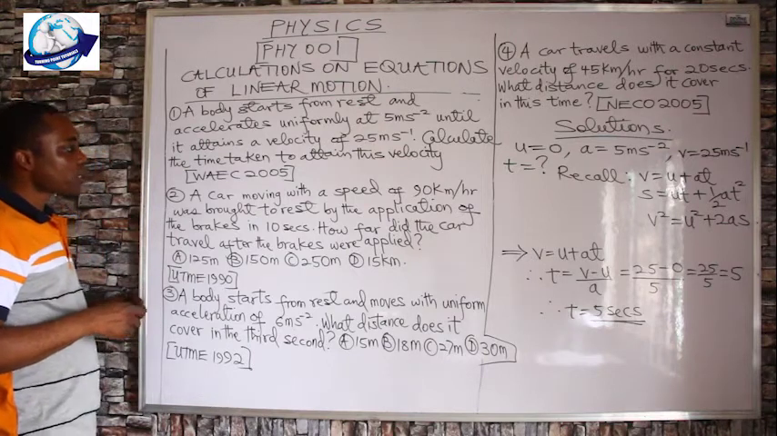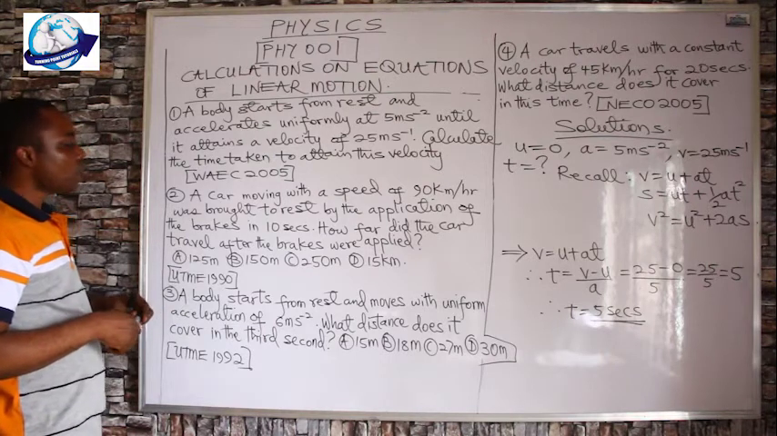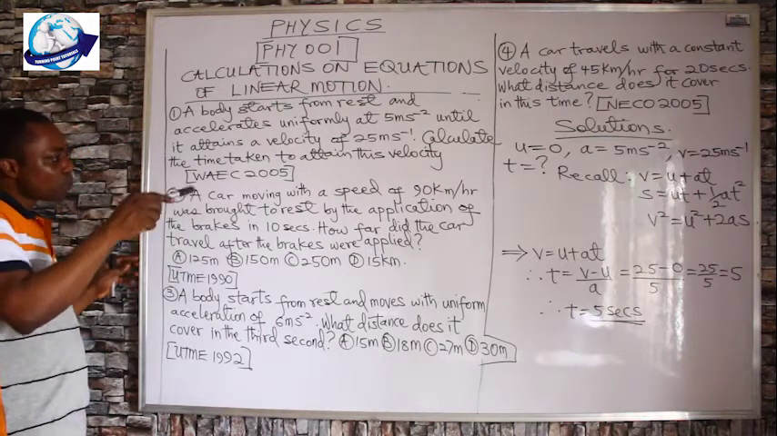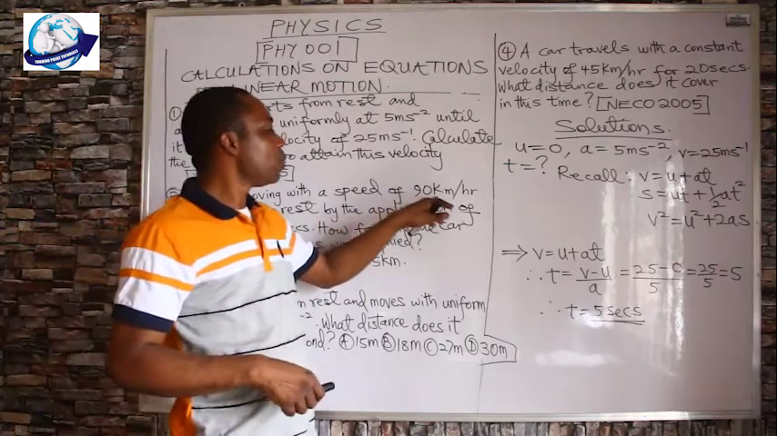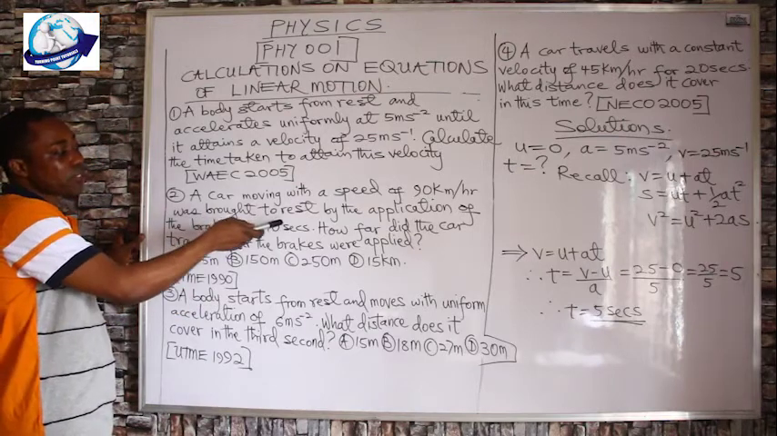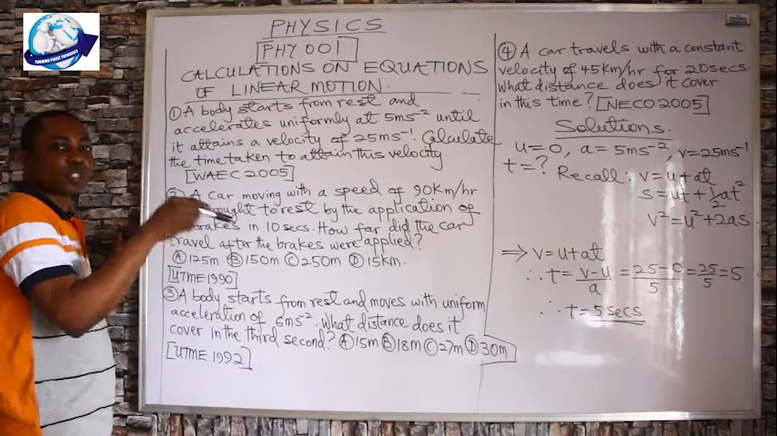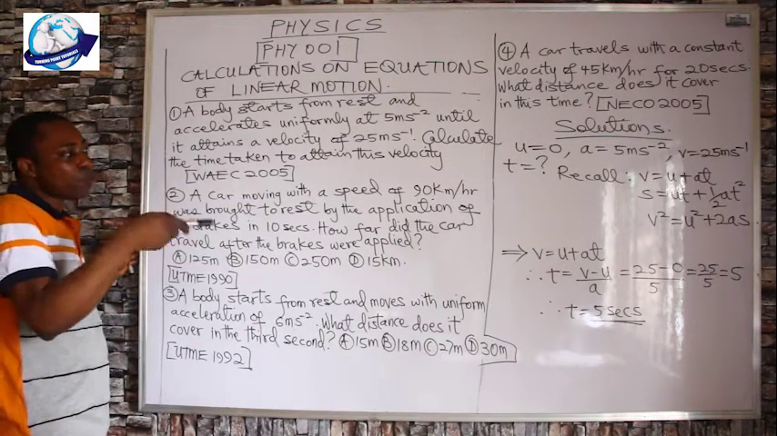And what are the parameters? Speed of 90 kilometers per hour. A car moving with this, that means the initial velocity, the initial speed, 90 kilometers per hour. And then there must be a final speed because it was brought to rest. And since it was brought to rest, it was moving to rest. Therefore, V, which is the final velocity, will be equal to 0.